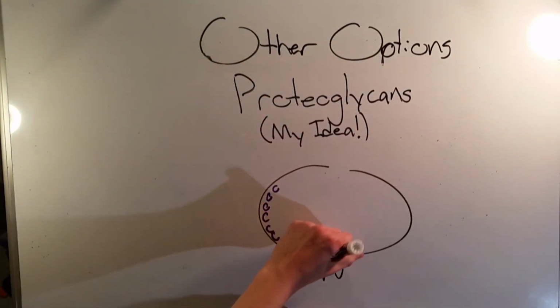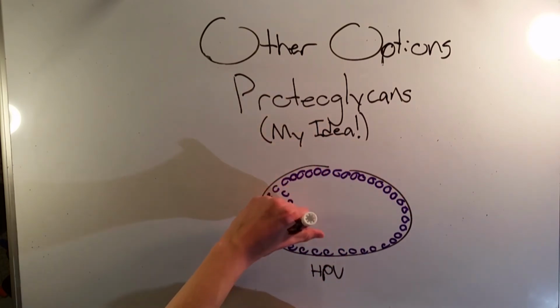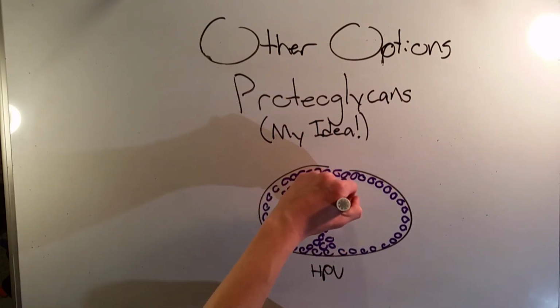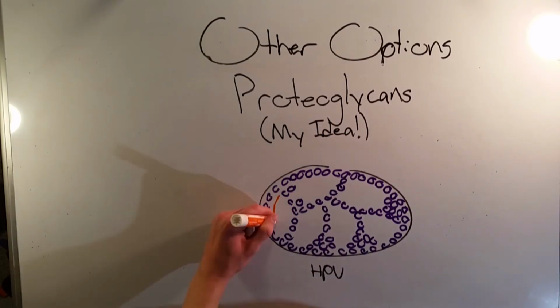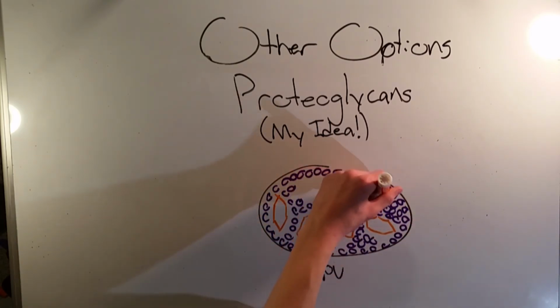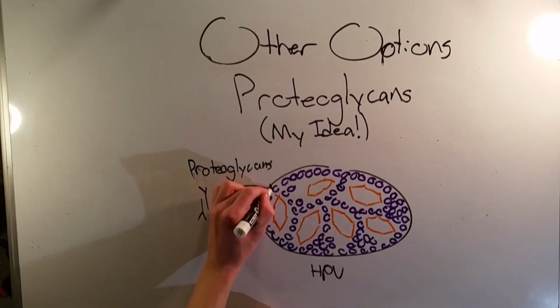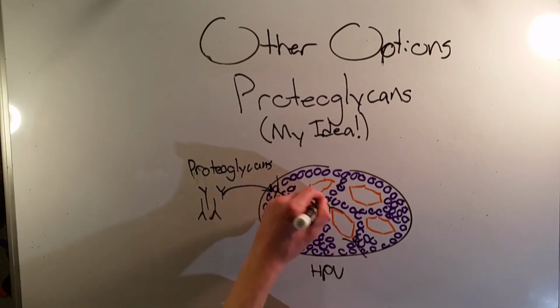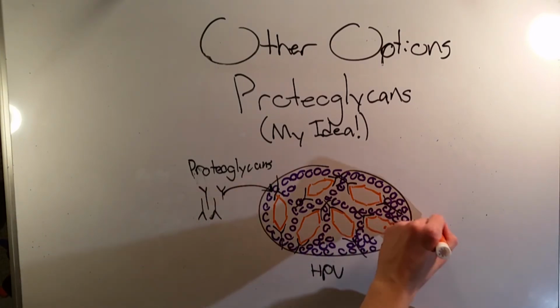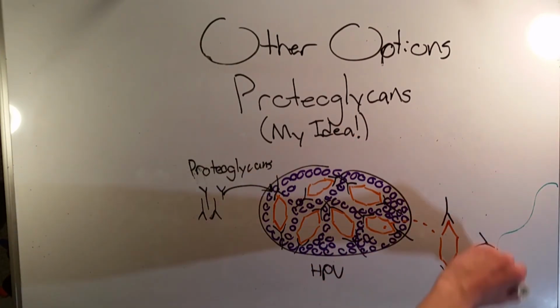Another option for treating HPV is to use proteoglycans. Proteoglycans could act like antibodies and attach to the active sites on the L1 proteins while they are on the HPV molecule. That way, when the L1 proteins break off from the HPV cell, they cannot bind to a host cell and therefore cannot infect the cell.